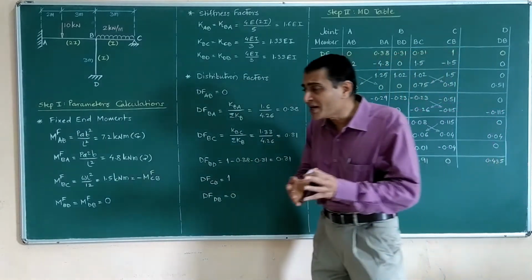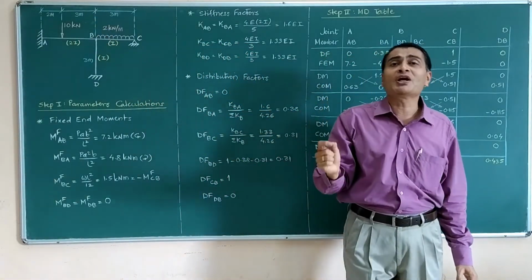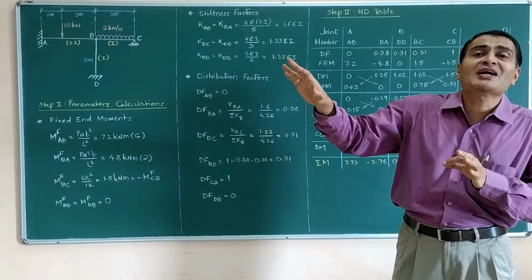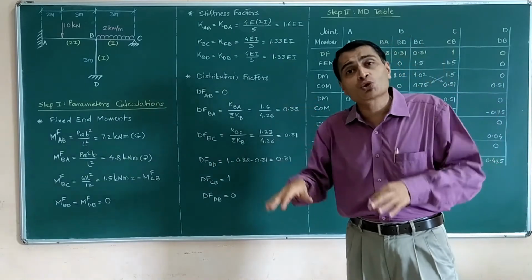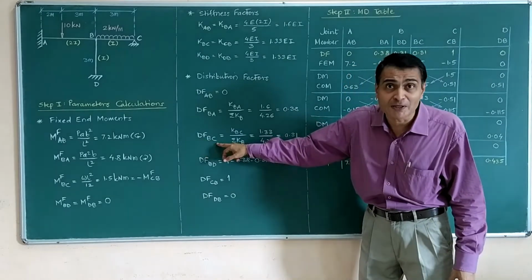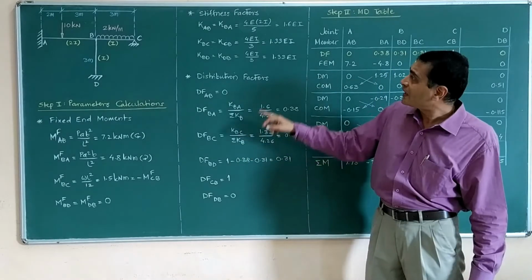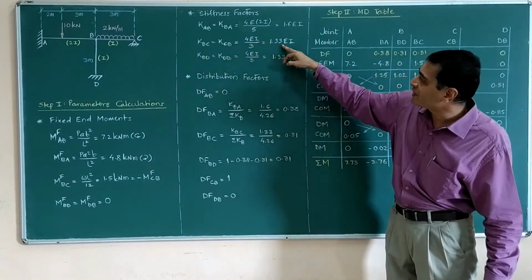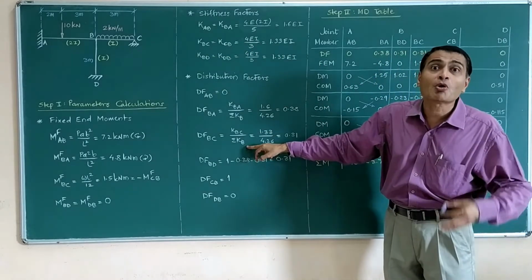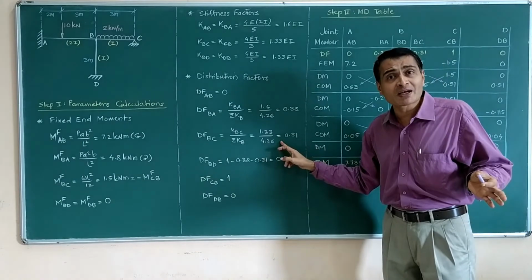That means whatever moment I apply at joint B, 38% of that moment will be absorbed by BA, and there will be absorption in BC and BD in proportion to their distribution factors. So let us calculate those also. Distribution factor for BC is going to be K of BC upon sigma K at B. K of BC we have calculated as 1.33, upon the denominator, the sum of stiffnesses, which remains the same, 4.26. EI has got cancelled from numerator and denominator.